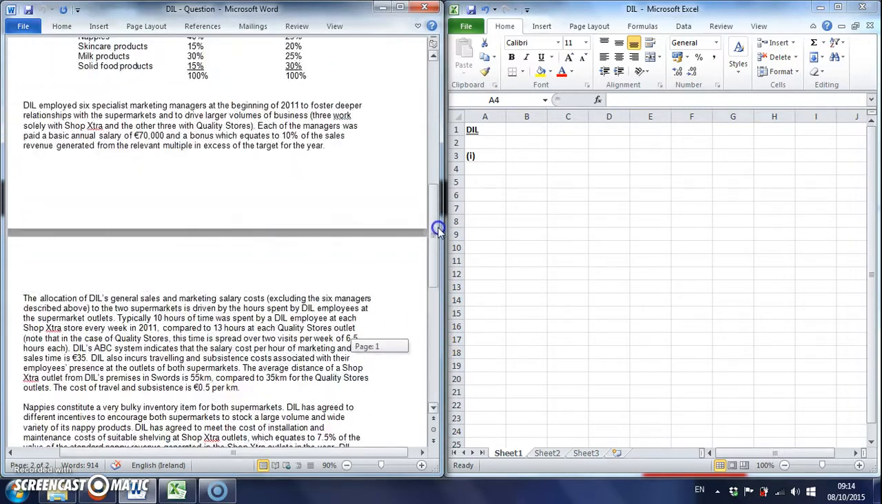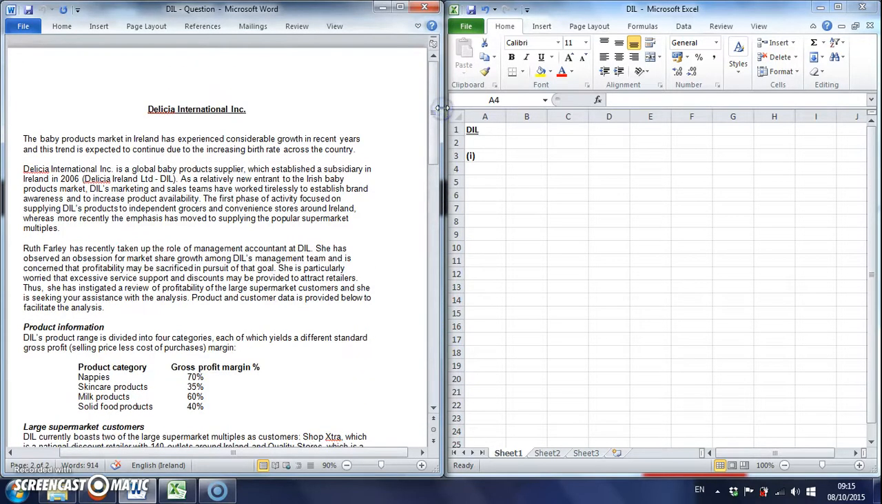So we go back up again. I'm assuming you've read through this and made an attempt at it. The essential background to this piece is that DIL, they make baby products. They initially started off serving the groceries and convenience stores, so very much the smaller scale, and they've now moved up to the large supermarket multiples.